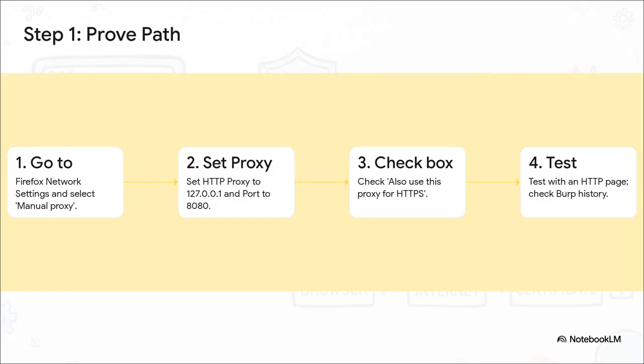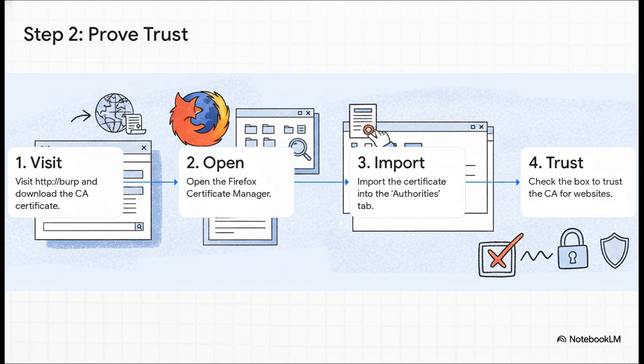So for step one, let's prove that path. You're going to pop open Firefox's network settings. You'll set the proxy manually to 127.0.0.1 on port 8080. And then, and this is the key part, you test it by visiting a simple HTTP site. Not HTTPS, just plain old HTTP. If that request shows up in Burp's proxy history, boom, layer one is done. The path works.